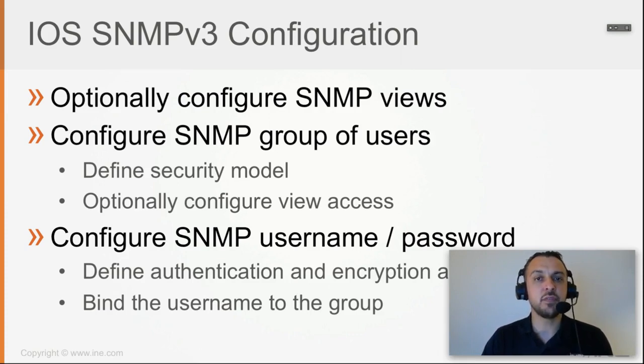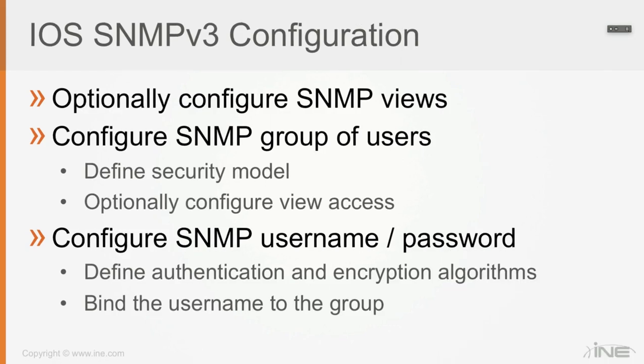So the SNMP group defines what the security model is, and once you connect to this group, what kind of access you have on this device. And then at the user level, you just define, okay, this user is going to use this authentication method and this encryption method. Of course it makes sense that you have to bind the username to the group, because otherwise, if you leave the username unbound, how could the router know which security model and what kind of view access those usernames are going to use?